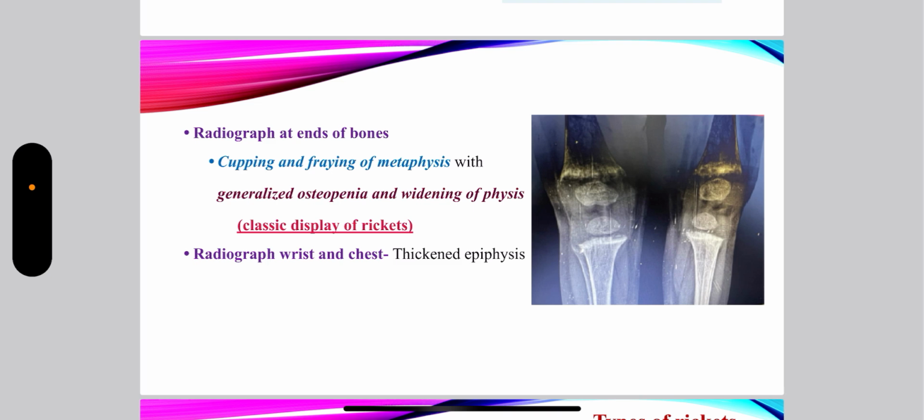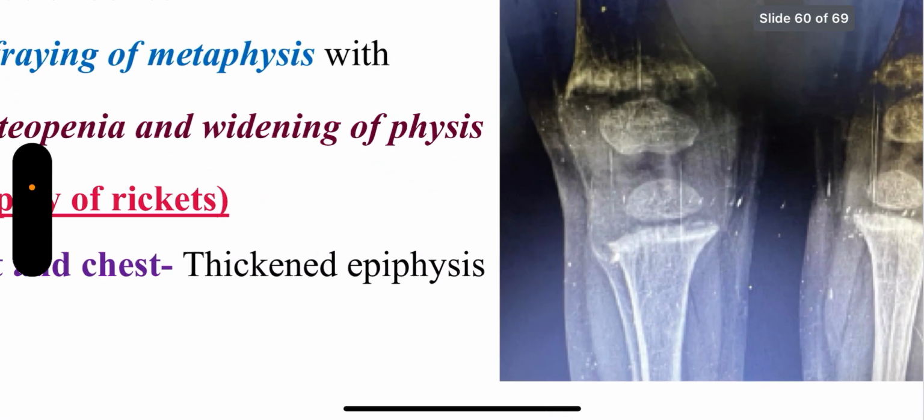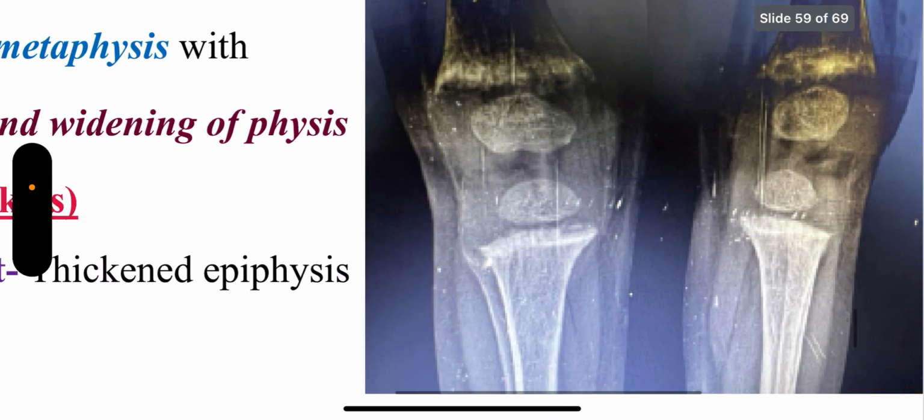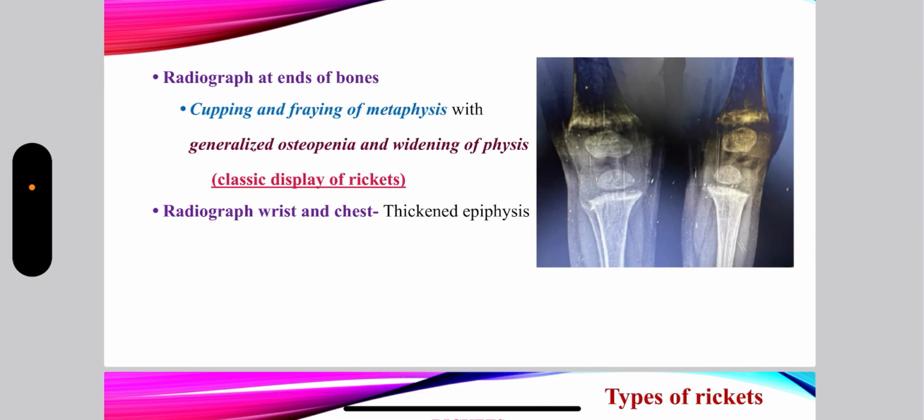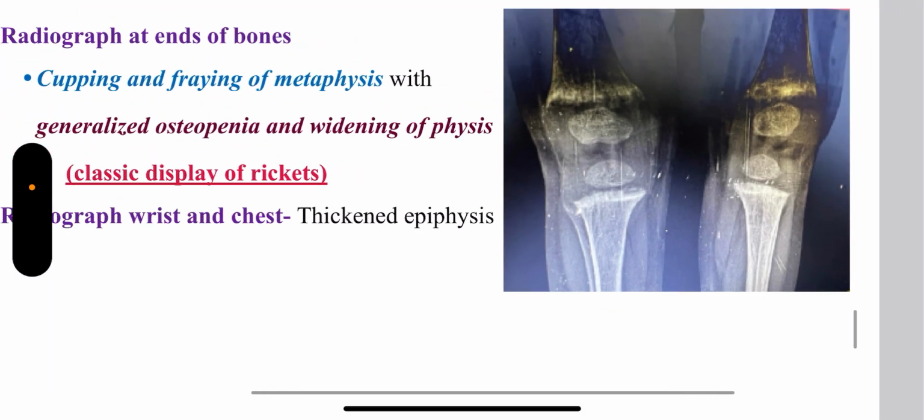There is cupping and fraying of metaphyses with generalized osteopenia and whitening of physis. This is the classic display of rickets. You can see here, it's a very beautiful x-ray. X-ray of wrist and chest will also show thickened epiphysis. But the classic display is very beautifully shown over here.